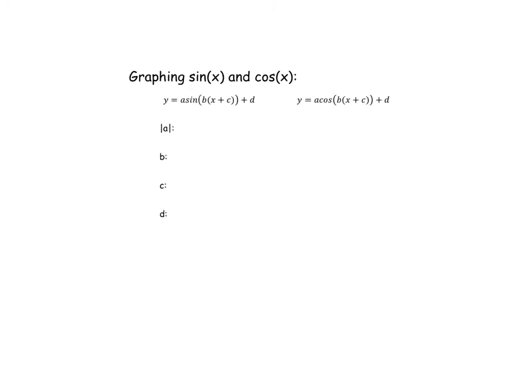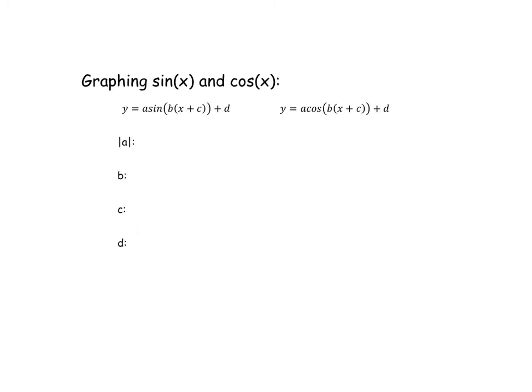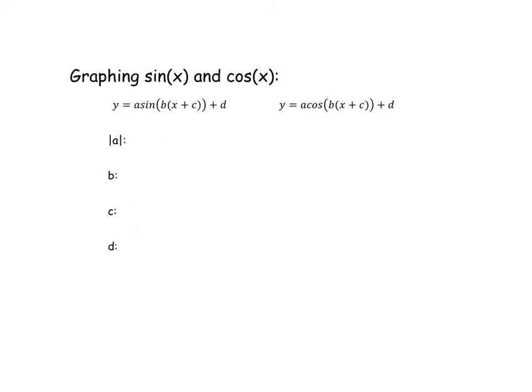All right, so graphing sine and cosine. In order to graph sine and cosine, you got to be aware of what these four items are, right? A and B and C and D. With sine and cosine, I don't care which one it is, it's going to have the same effect on the function itself. So what A does for a function is, first of all, it's called the amplitude. If we take the absolute value of A, that gives us the amplitude.